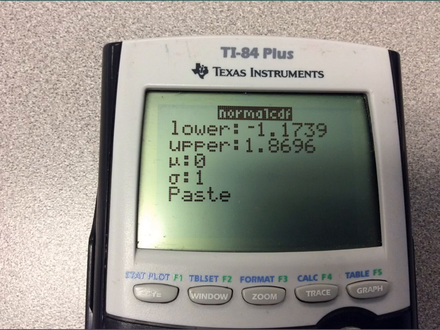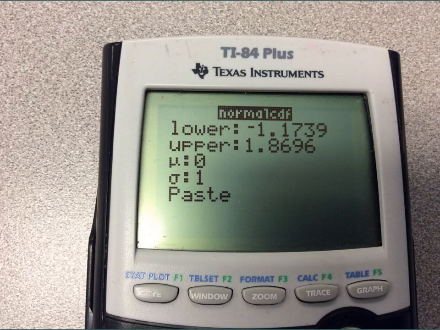Going back, when we hit second vars and went down to choice 2, which is normal CDF, if this is what your calculator looks like, you'll see it says lower bound. This is the calculator model I use. It says lower bound, upper bound. Don't even worry about these. We're always going to leave this at 0 and this at 1.